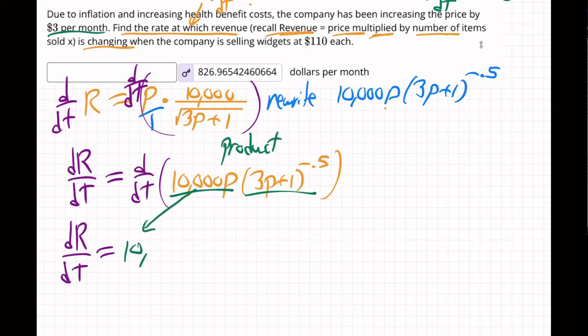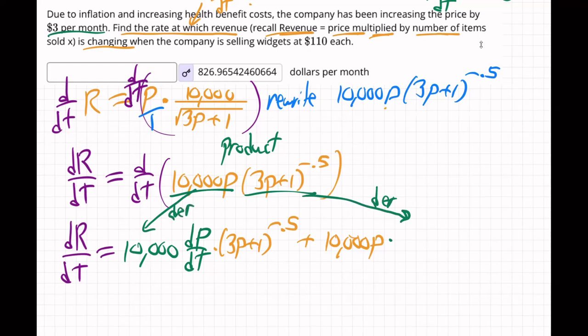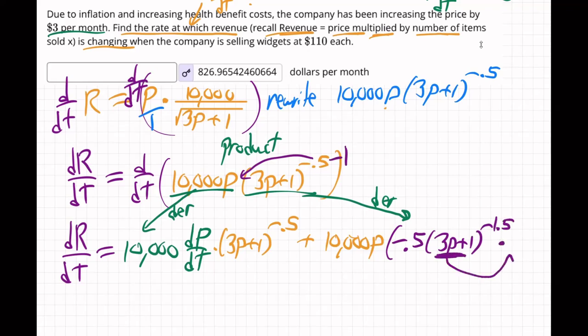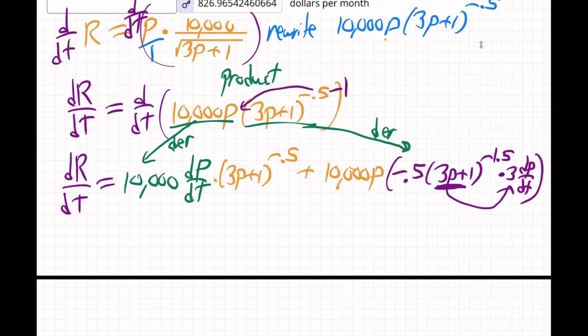So they take turns. Derivative of the first guy is 10,000 dp/dt times the second guy, unchanged, plus the first guy, unchanged, times the derivative of the second. They take turns. Now, how do you take the derivative of this thing? Well, the minus 0.5 comes down, and you keep the inside the same. Subtract 1 from the power, so that'd be minus 1.5, times, chain rule says, derivative of the inside. What's the derivative of the inside? 3 dp/dt. That was a tricky one.